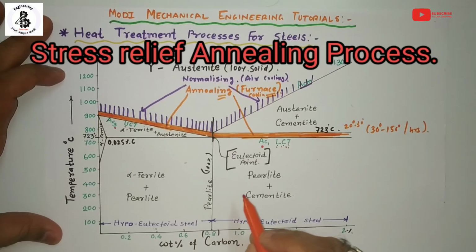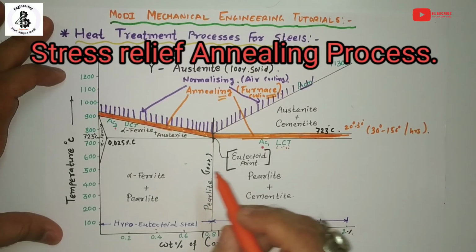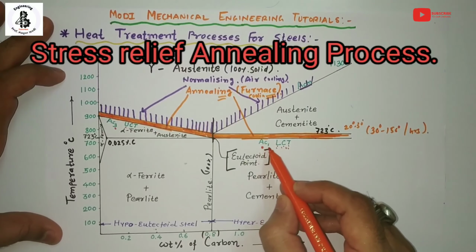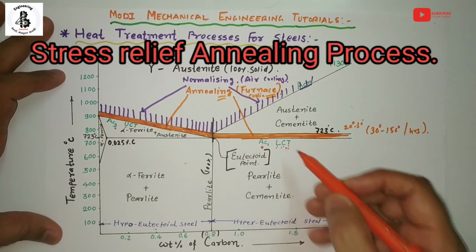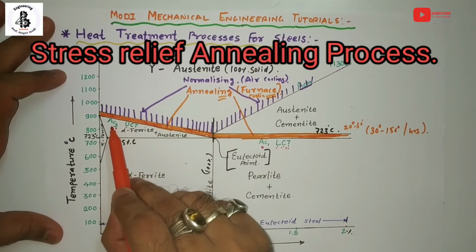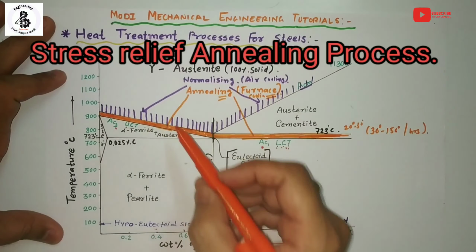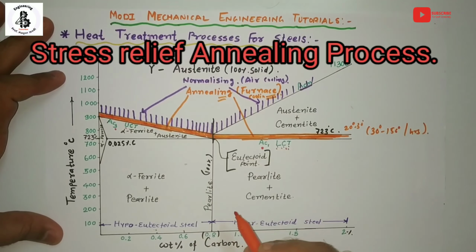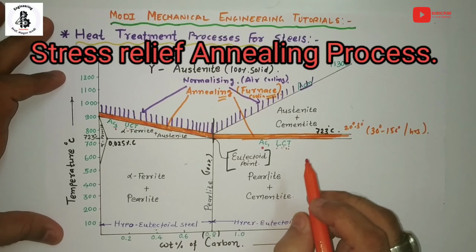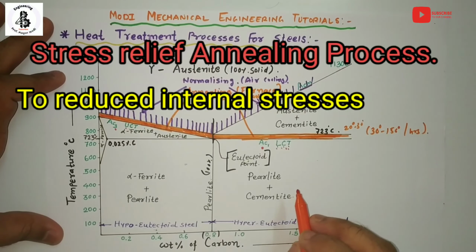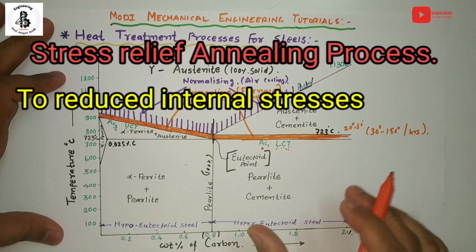In this annealing process, the heating is performed just below the temperature of AC1, the lower critical temperature, for hypereutectoid steel, and just below the temperature of AC3, the upper critical temperature, for hypoeutectoid steel. With the subsequent slow cooling, the aim is to reduce the internal stresses which develop during the manufacturing process, without changing its structure.